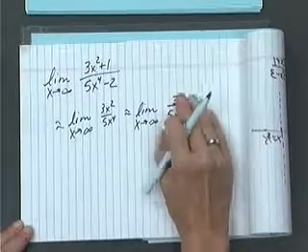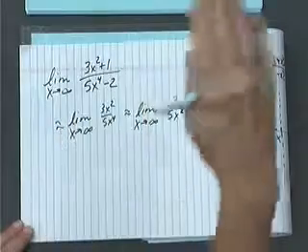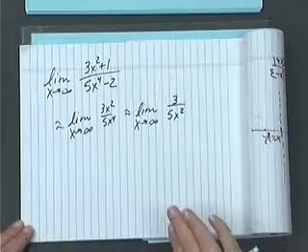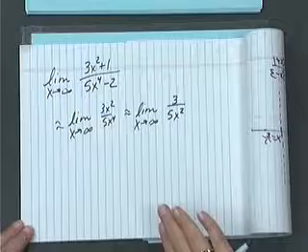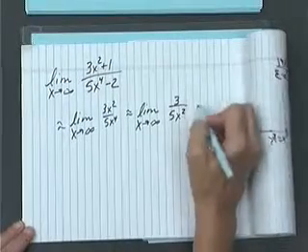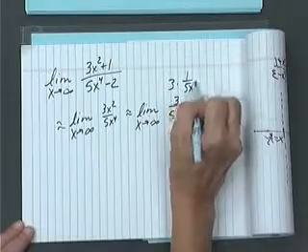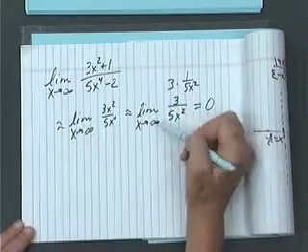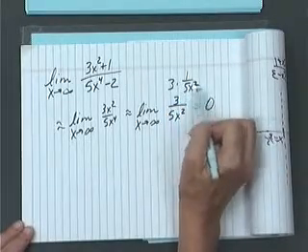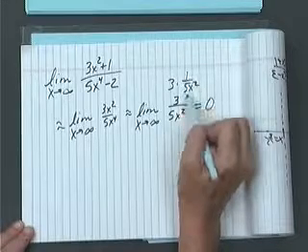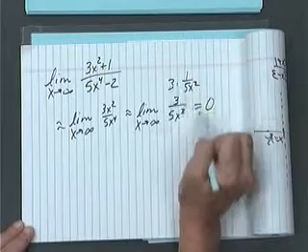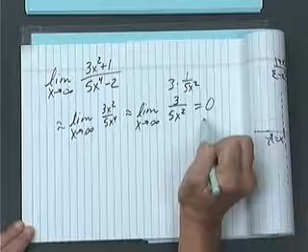Okay, so where's this thing happening when you've got a little number over a huge number? Where's it going? 0, right? You could think of this as 3 times 1 over 5x squared. Is that easier to see? As x goes to infinity, 1 over 5x squared, 1 over a huge number, is going to 0. 0 times 3 is 0.